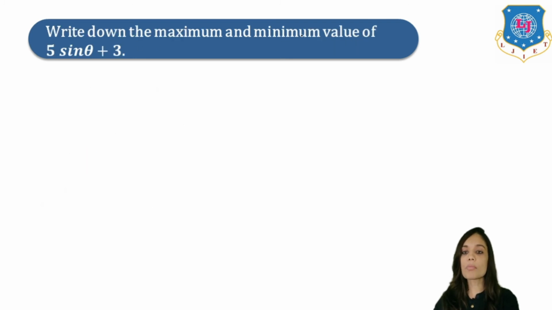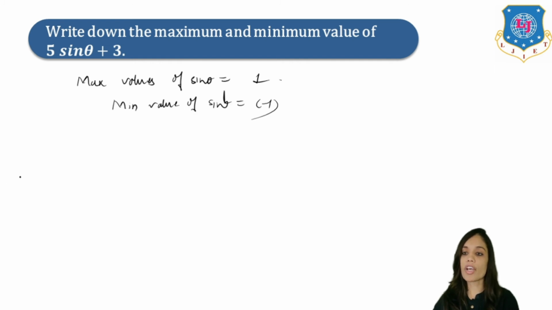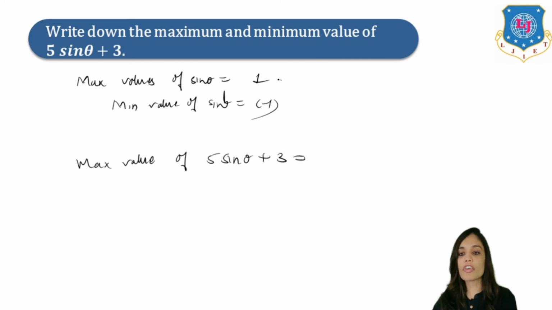We have to write down the maximum and minimum value of 5 sin theta plus 3. Now we know the maximum value of sin theta is what? 1. That is at sin 90, right? And the minimum value of sin theta will be equal to what? Minus 1. Fine. So let us find the maximum value. The maximum value of 5 sin theta plus 3 will be, if I put 1 in place of sin theta, 8.